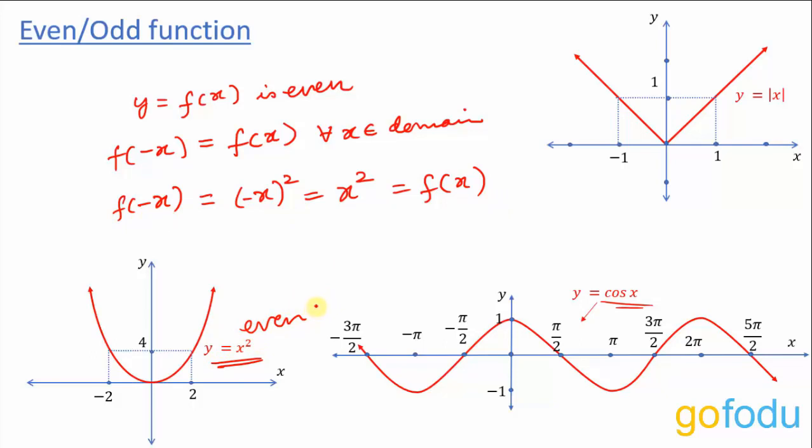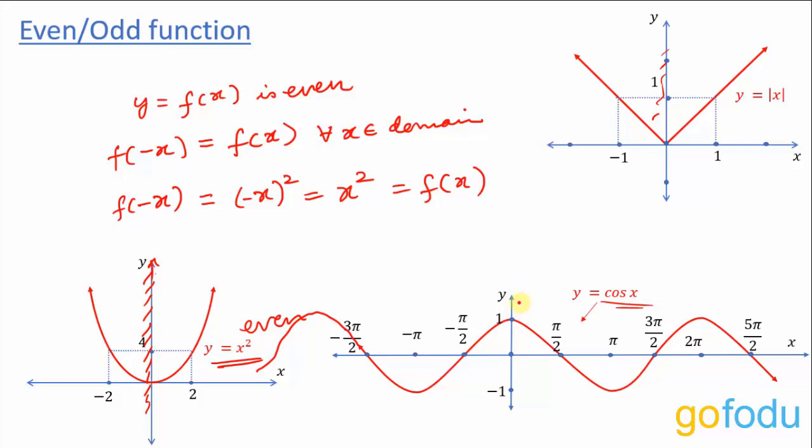Looking at these graphs, we can say even functions are symmetric about the y-axis. If we treat this y-axis as a mirror, then the graph in the right is getting reflected in the left. Here also, if this is a mirror, then the graph in the right is getting reflected in the left. Here as well. This will continue like this. So this is the property of the graph of an even function. The graph is symmetrical about the y-axis.